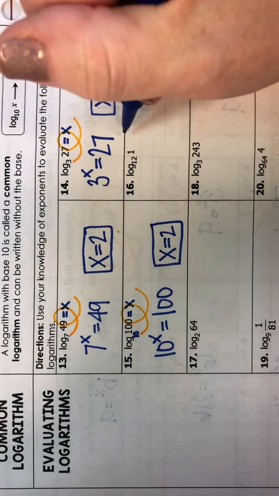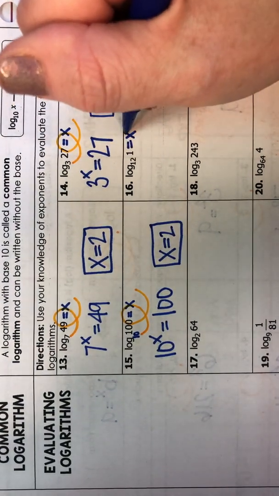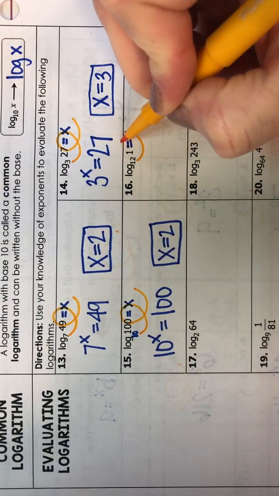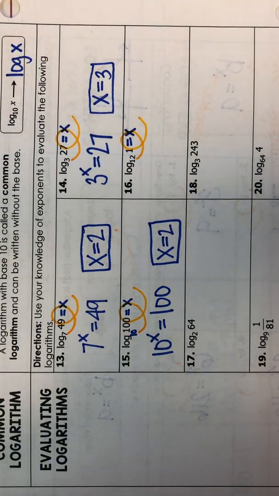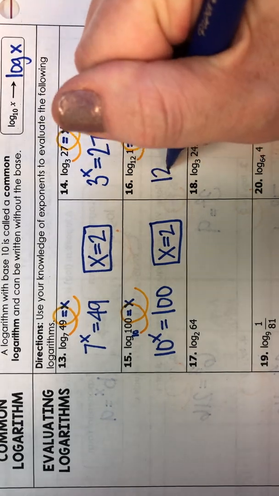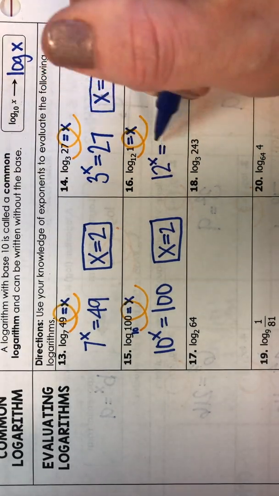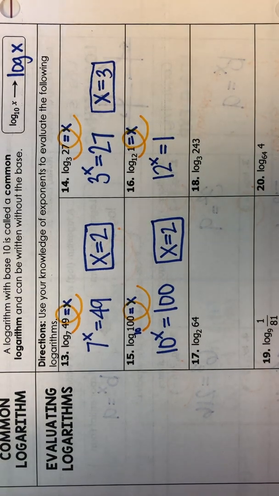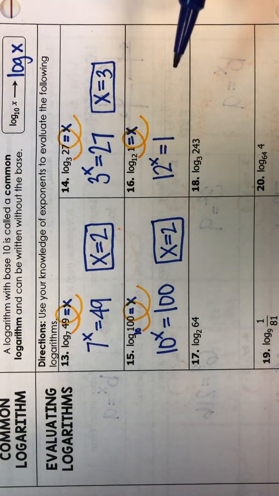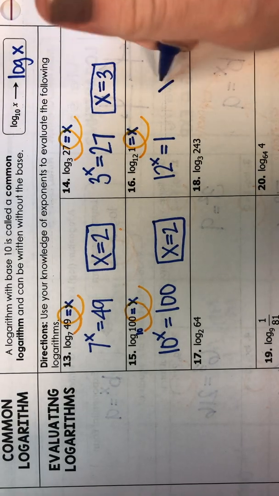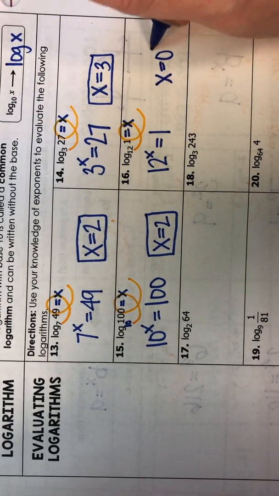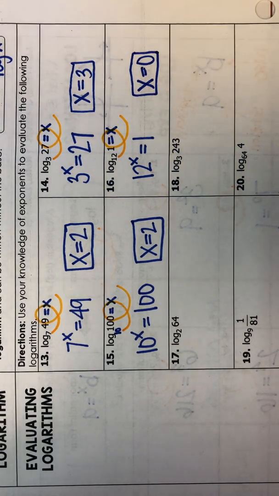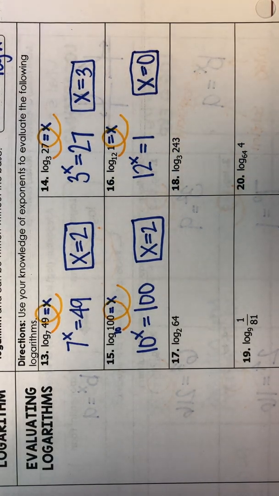All right. For number 16, I'm going to set it equal to x. I'm going to very quickly put it in exponential form. I'm going to do 12 to the x power equals 1. Now, what exponent can I raise 12 to so that it's going to give me 1? The answer is 0. It is okay to get 0 or a negative number for these solutions.